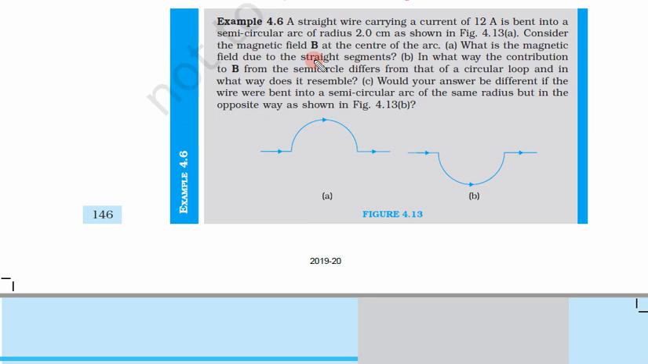Now let us see this example 4.6. A straight wire carrying current, so the current is 12 ampere, is bent into a semicircular arc of 2 cm. So this wire is bent like this, and the radius of this arc R is equal to 2 cm. Current I is equal to 12 ampere. Consider the magnetic field B at the center of the arc. So what is the center? The center is here.